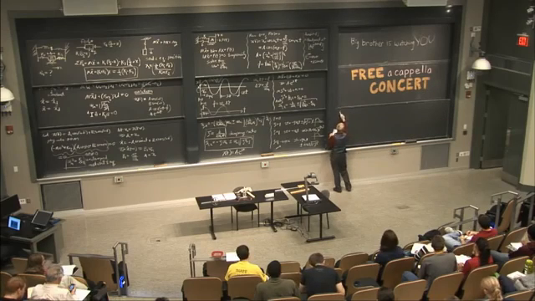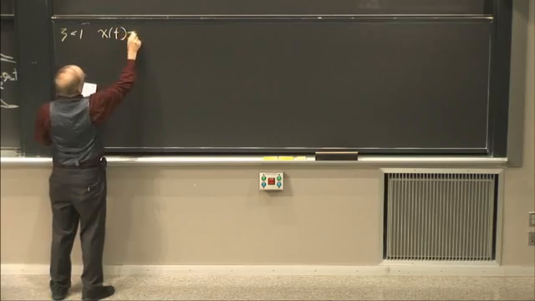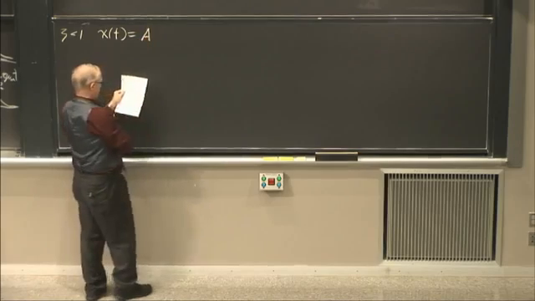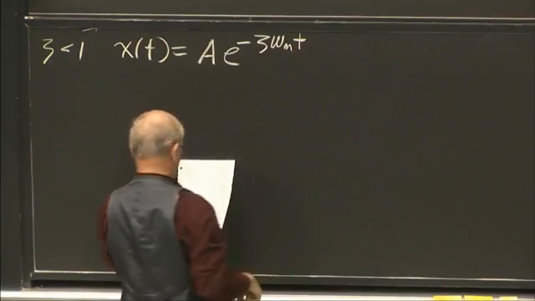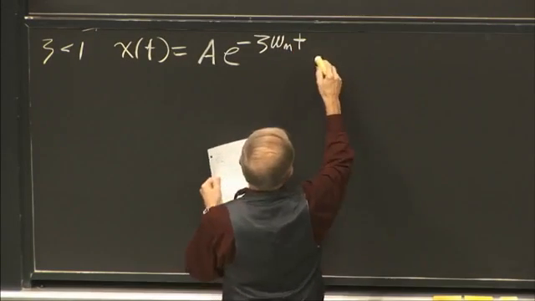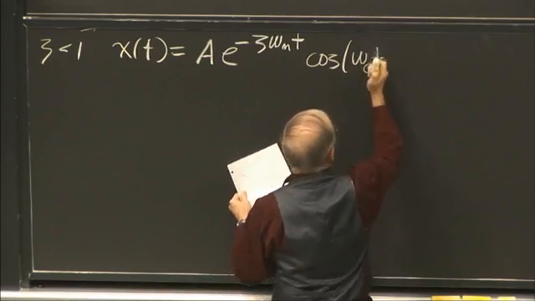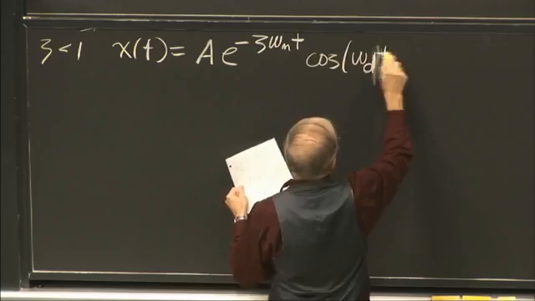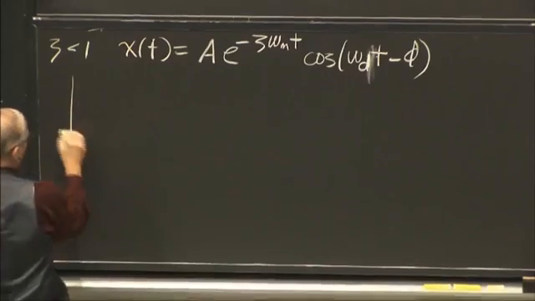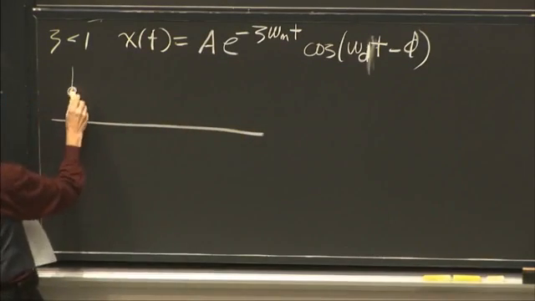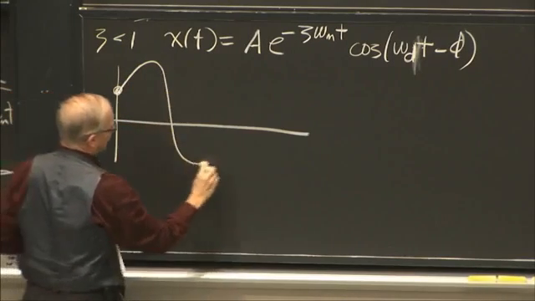So for zeta less than 1, x of t is some A e to the minus zeta omega n t times a cosine of omega d times t minus the phase angle. Comes out looking like that. And if you draw it, it depends on initial conditions. So again, a positive velocity and a positive displacement. It does this, but then it dies out.